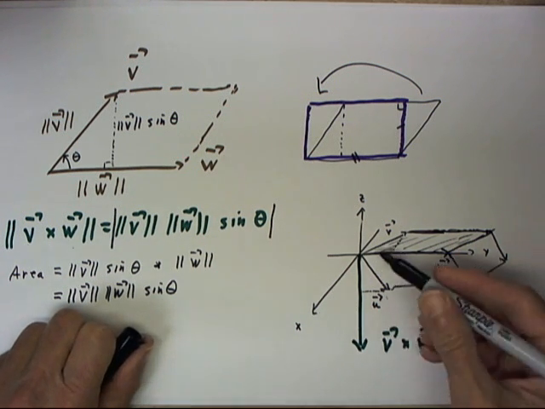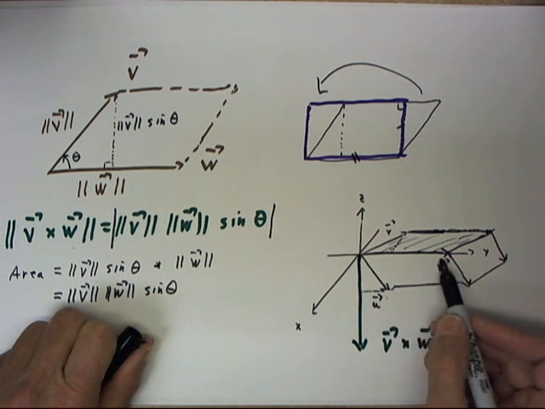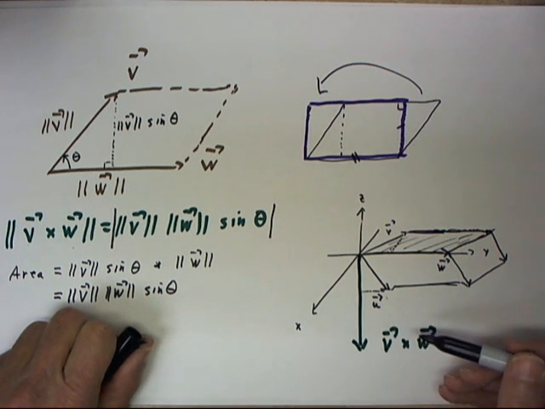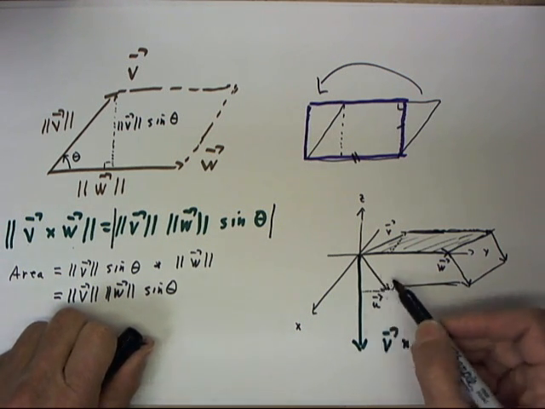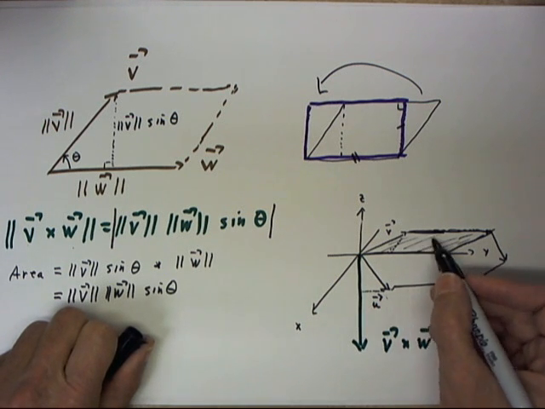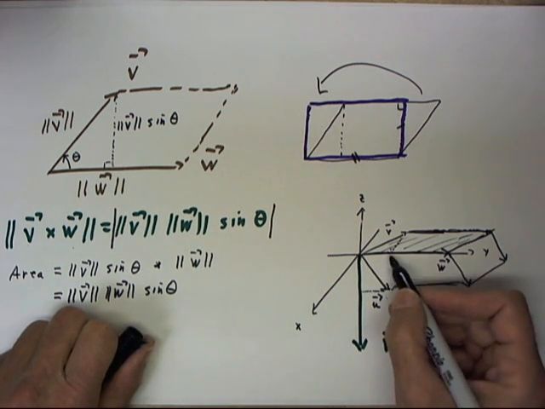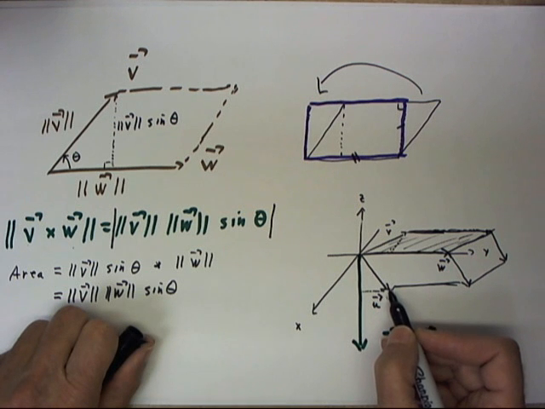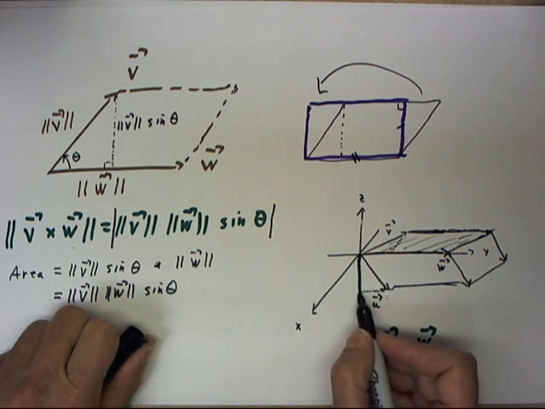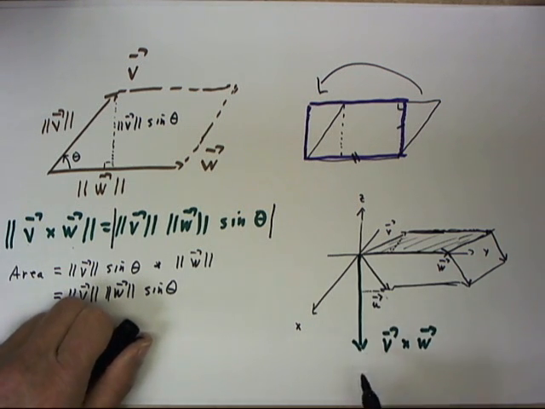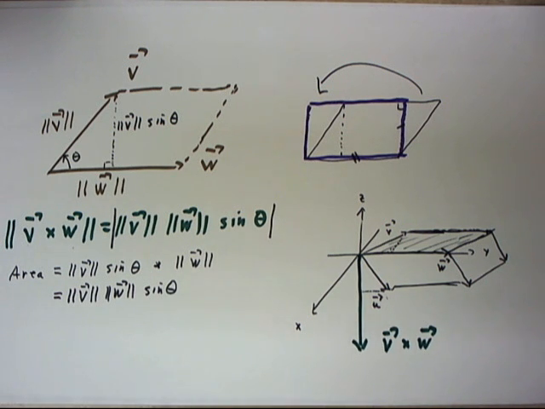Now V cross W is also perpendicular to the V and W vectors, so that an altitude perpendicular to this parallelogram is going to be formed by the projection of U onto this V cross W vector, and we'll talk a little bit more about that in a minute.